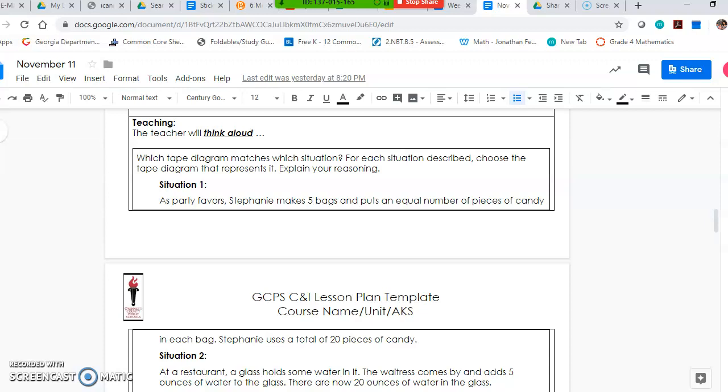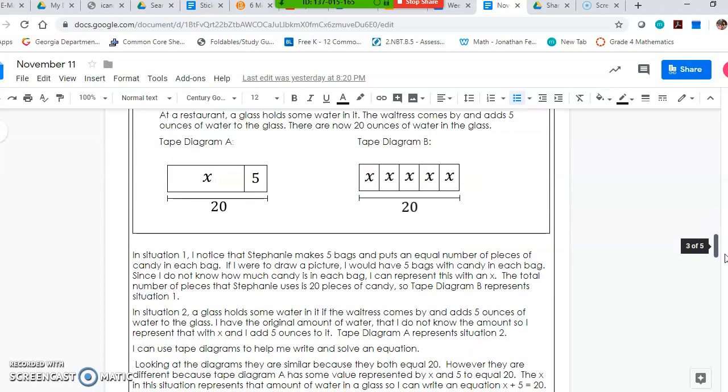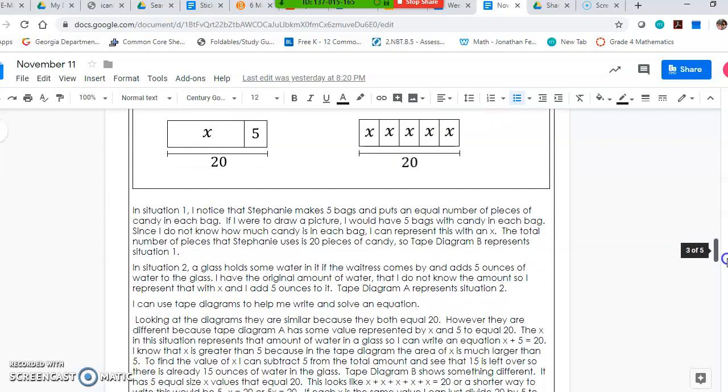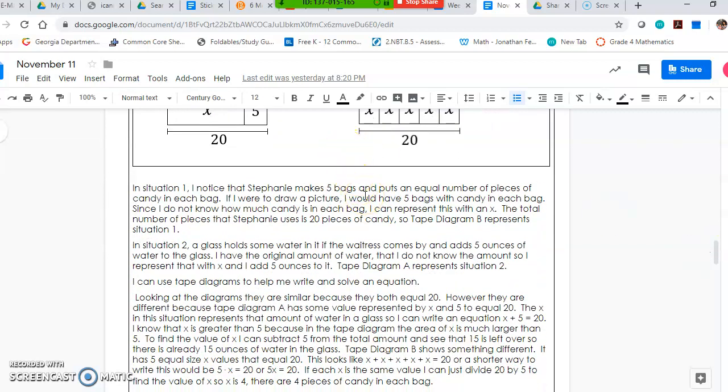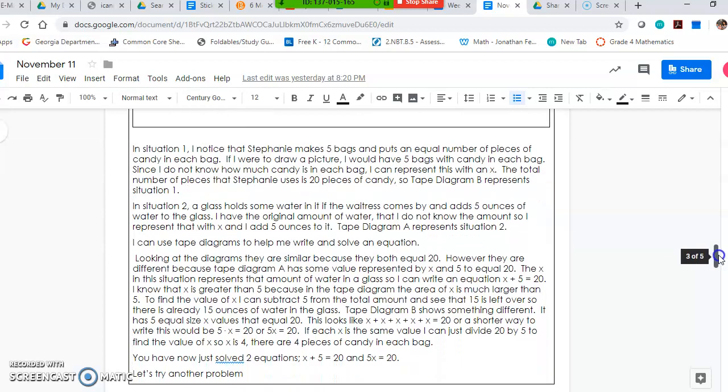The first think aloud is which tape diagram matches the situation. For each situation described, choose a tape diagram that represents it and explain your reasoning. They have 2 situations, and then they have a tape diagram that matches one of those situations. I have added notes in here to kind of guide your thinking. Remember, this is the think aloud part where you are just modeling how to go through the problem. Students are listening to you and watching your thinking so that they can apply that when you give them an opportunity.